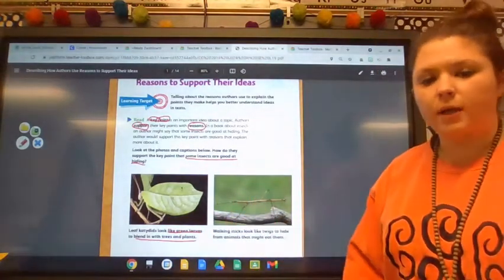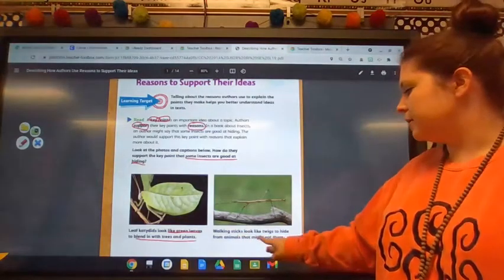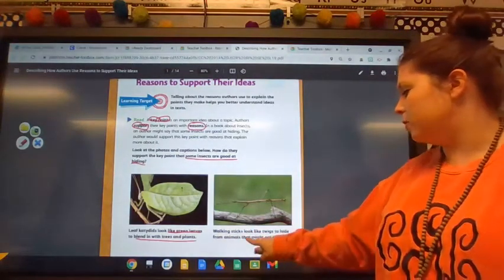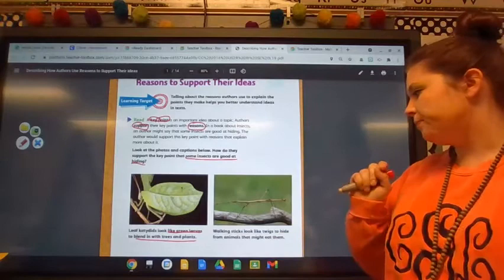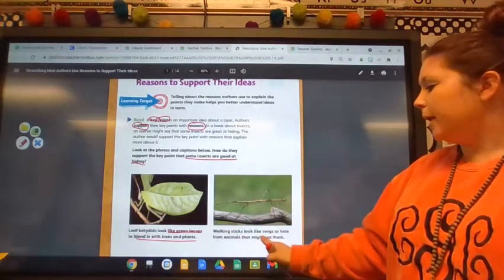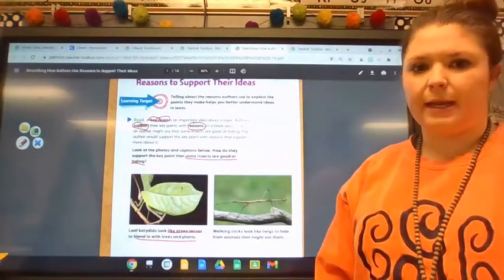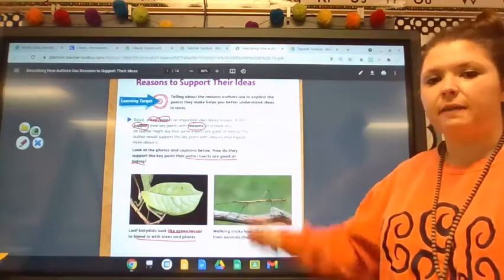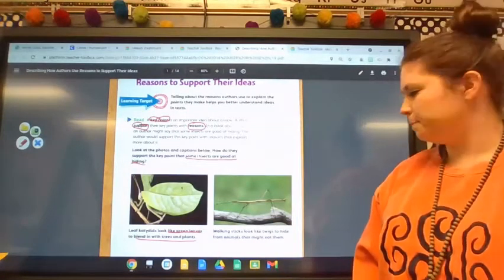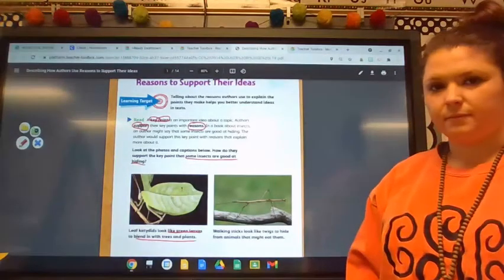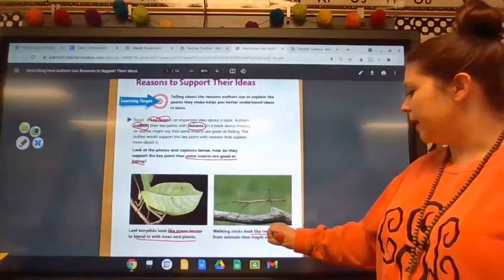Now let's look at our walking stick here. Walking sticks look like twigs to hide from animals that might eat them. What here can tell us why insects are good at hiding? What fact can tell us why insects are good at hiding? They look like twigs.